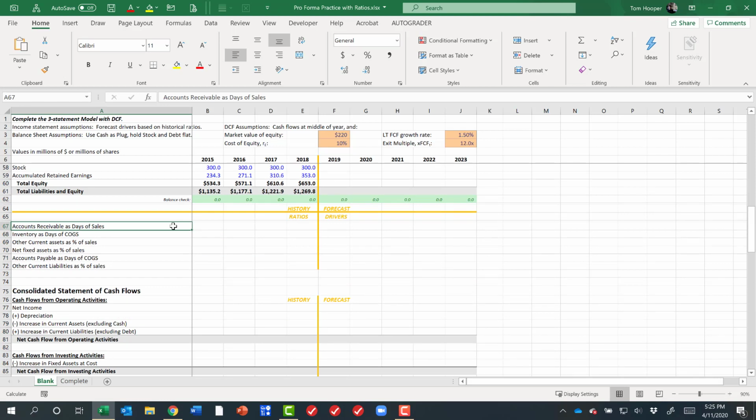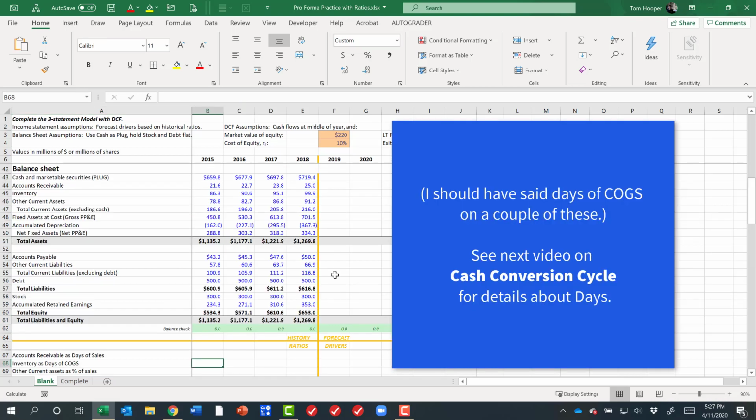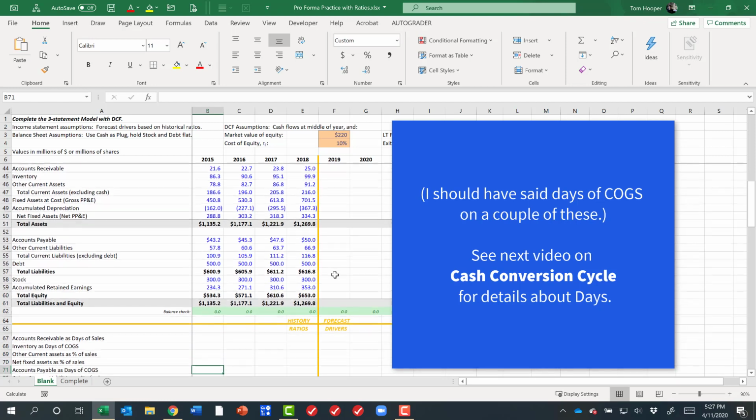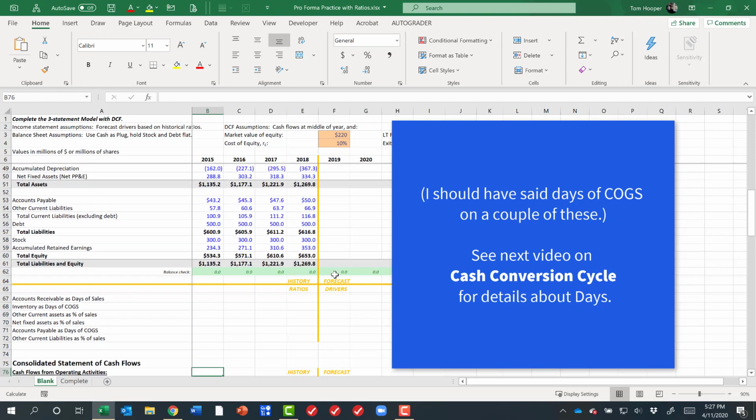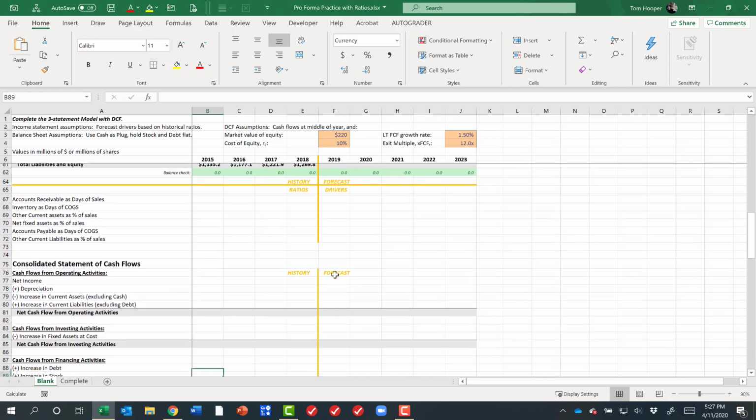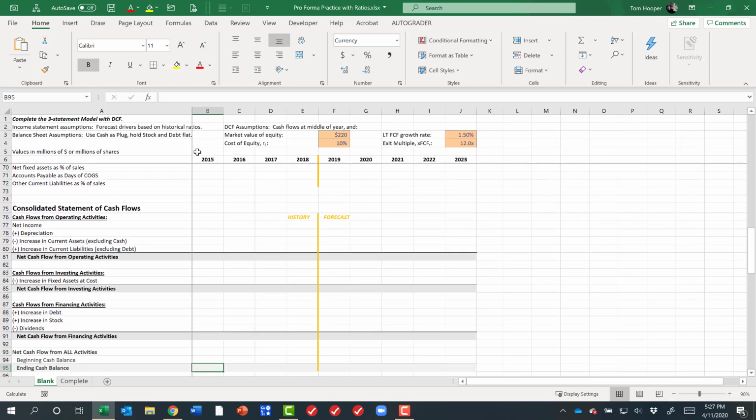Instead of calculating accounts receivable as a percentage of sales, I've calculated them as days of sales. For the same reason, I've done inventory as days of sales and even accounts payable as days of sales. I don't think anything else on there has really changed. The only thing that changed on the consolidated statement of cash flows is I renamed profit after tax as net income.